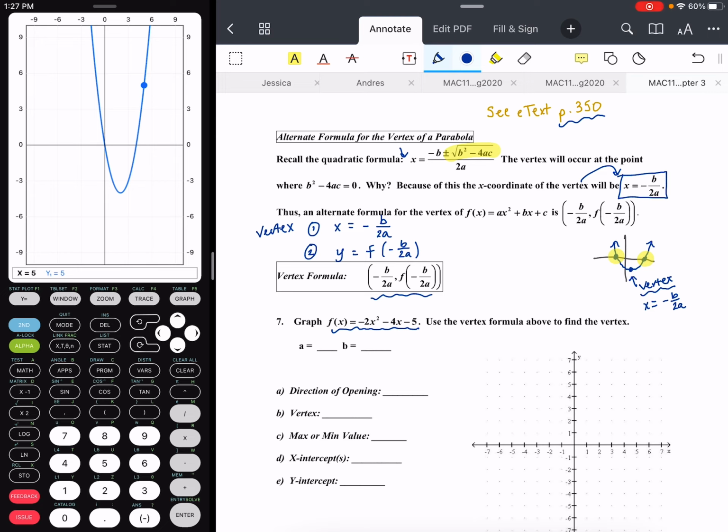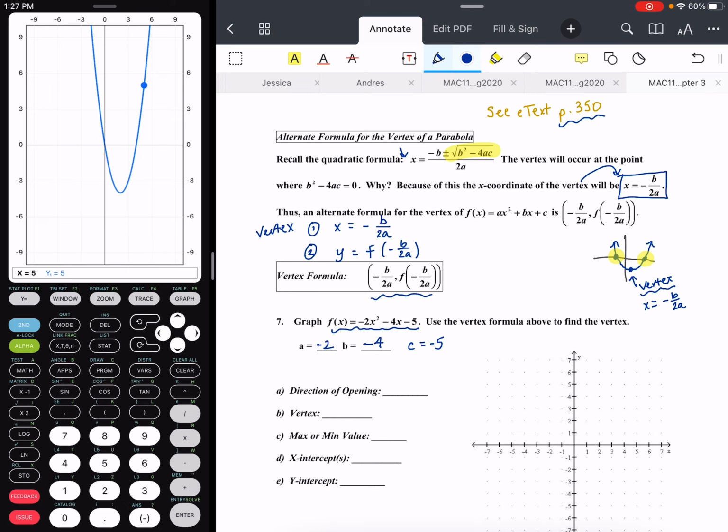All right, so for number 7, we have f of x equals negative 2x squared minus 4x minus 5. We no longer have that standard form, so we can't quickly and easily pick out our vertex. But we can still find our vertex. It just takes a little more work. So a equals negative 2. That's the coefficient of x squared. B equals negative 4. And if you wanted to find c, c is negative 5, although we don't need it for the vertex.